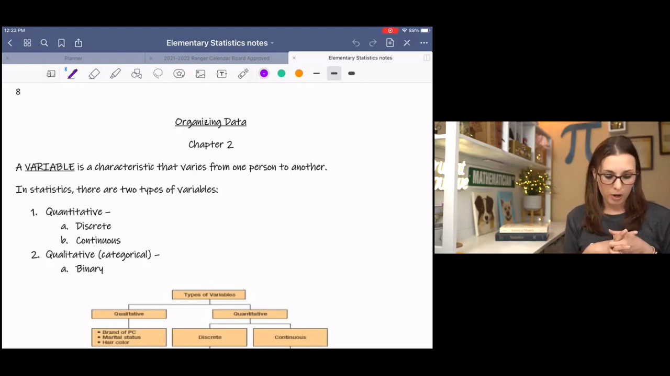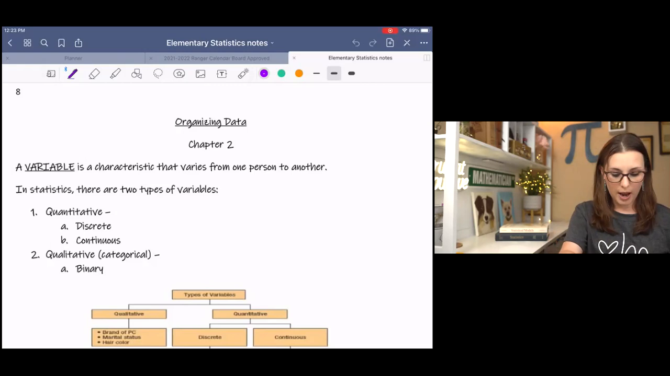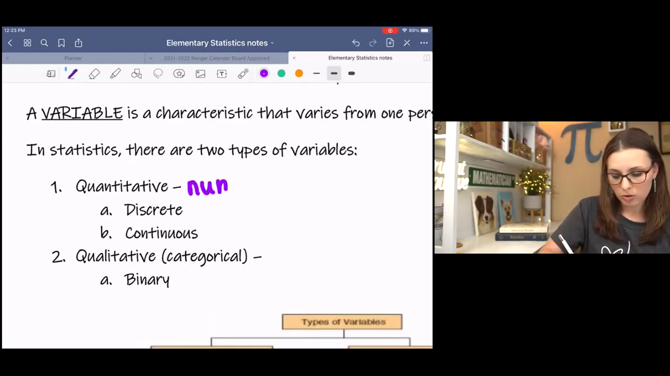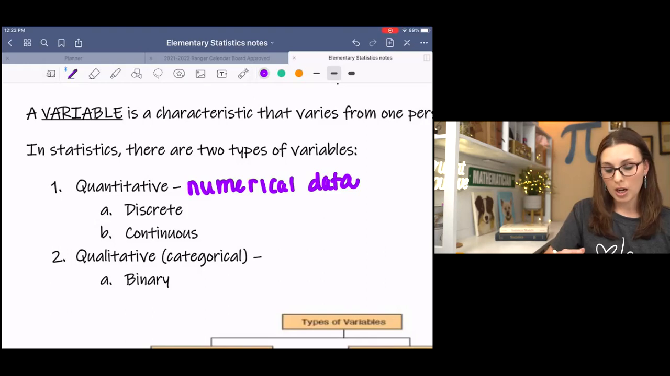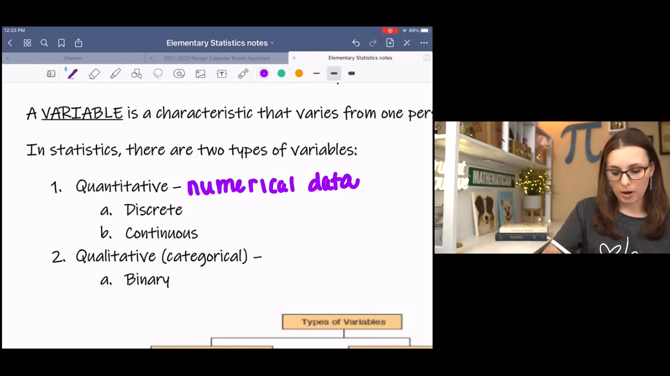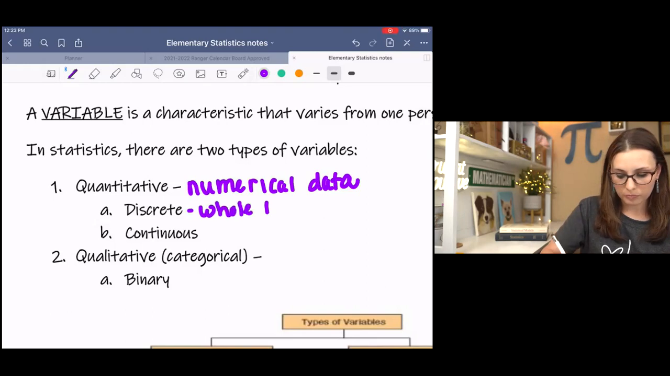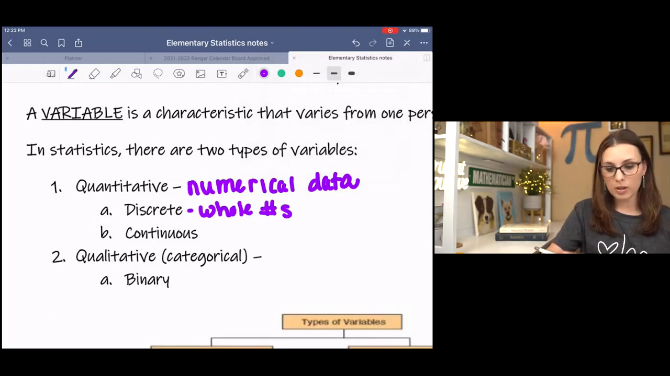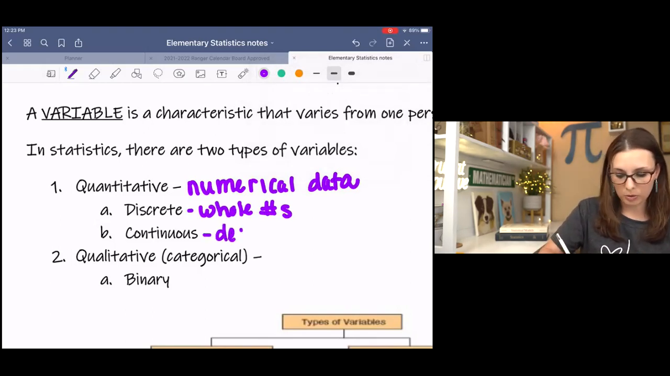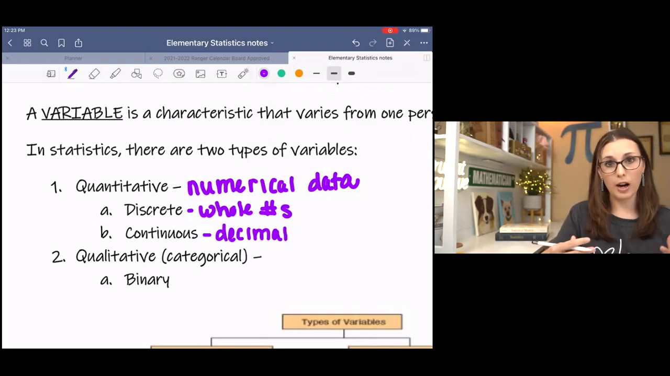So for example, in our variables, we have quantitative and qualitative, and quantitative variables are numerical data. And in quantitative variables, there's discrete variables and continuous variables. Discrete variables are like whole numbers. And continuous are basically like decimals, anything that can be expressed as a decimal or fraction.